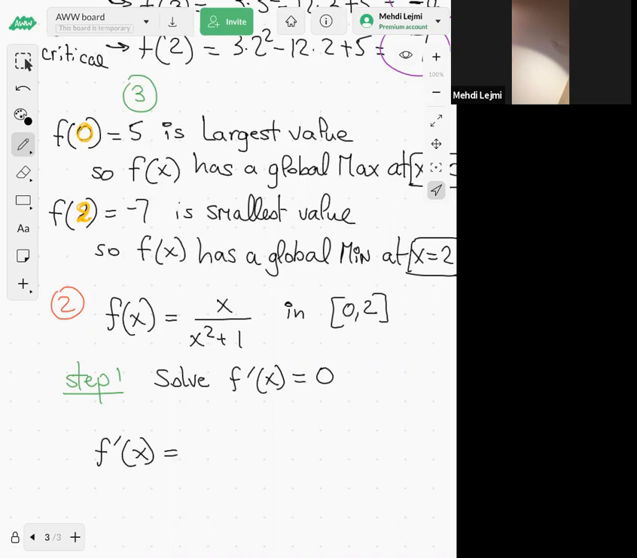Any guess? Quotient rule, Adrian. Thank you. Yes, absolutely, because your f of x is a quotient. It's actually a rational function. It's a quotient of polynomials. So we have to apply the quotient rule.